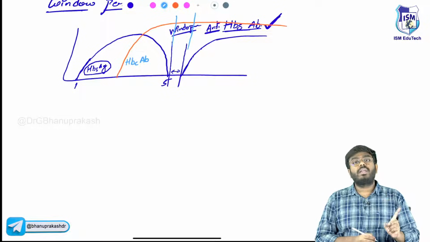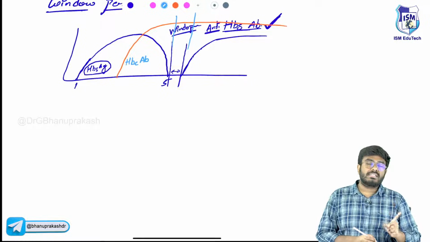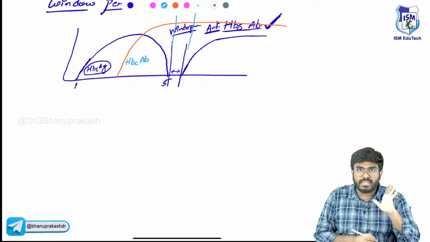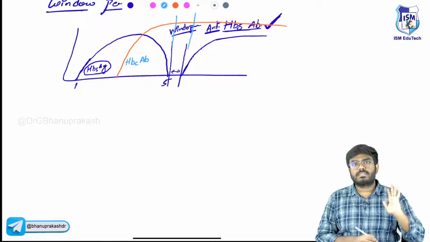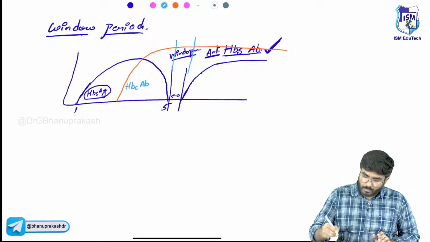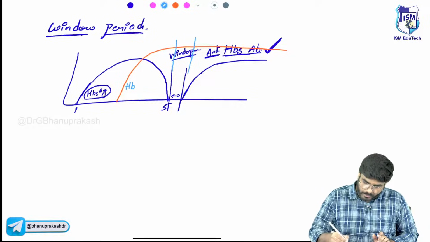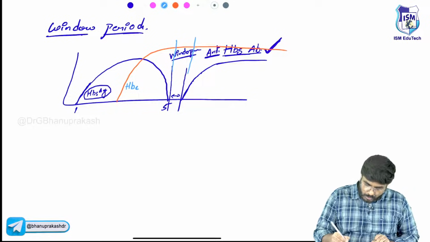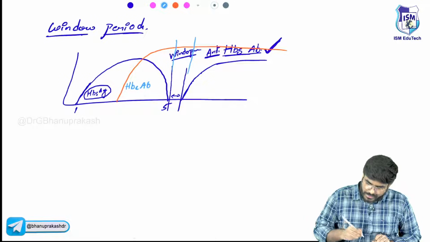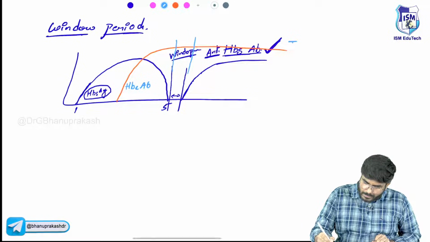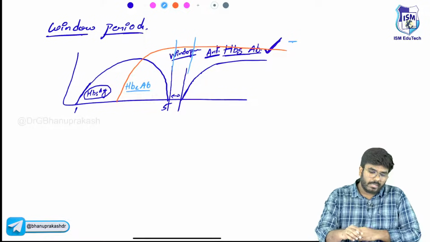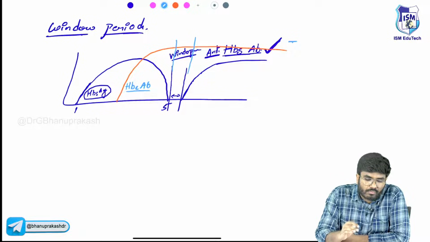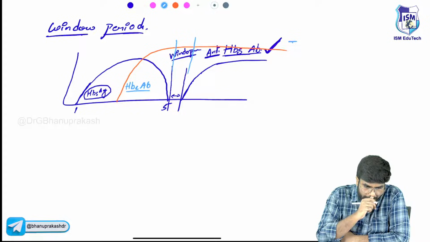So core antibody levels are the only antibodies which are seen during the window period, in high titers. The most reliable antibody for the window period is the HBC antibody, or the core antibody. So it's a marker for the window period, sir.